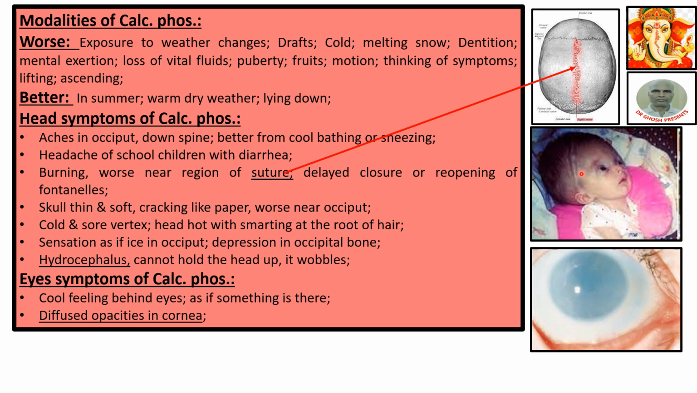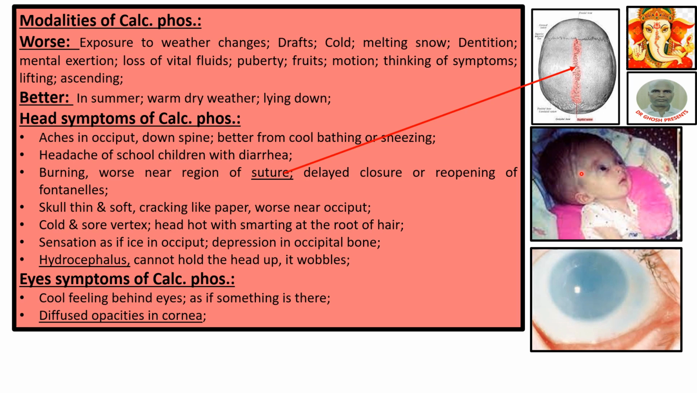Skull thin, soft, crackling like paper. The skull bone is so thin and soft that it cracks like paper. Worse near occiput, cold, sore vertex, head hot with smarting at the root of the hair, sensation as if ice in occiput, depression in occipital bone. Hydrocephalus: cannot hold head up, it wobbles due to heaviness of the head.